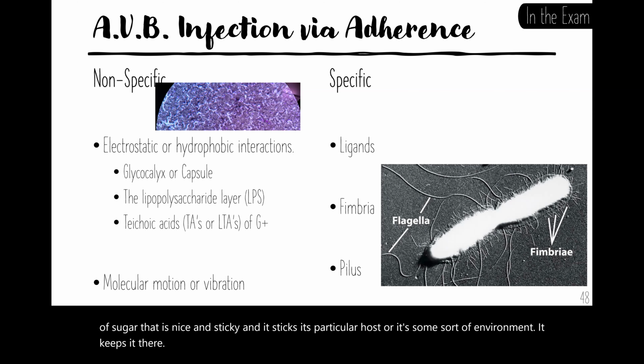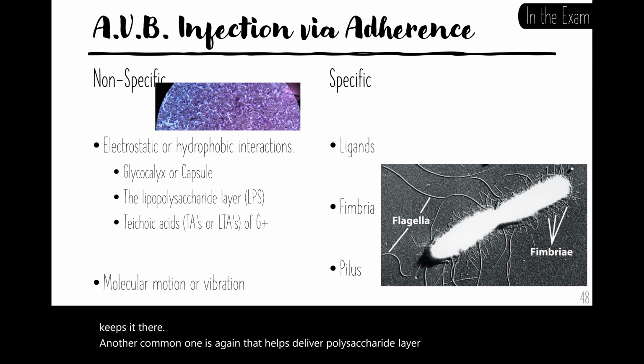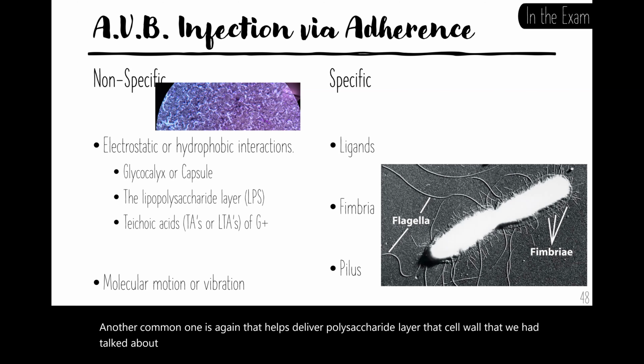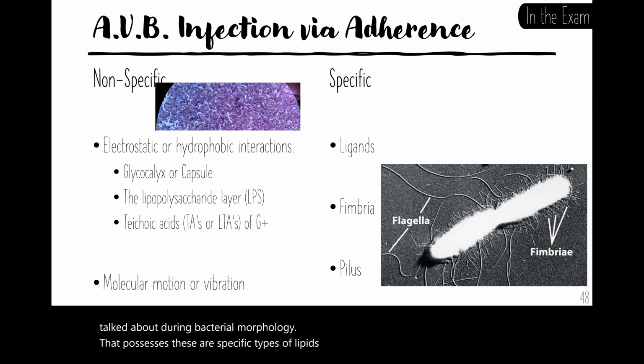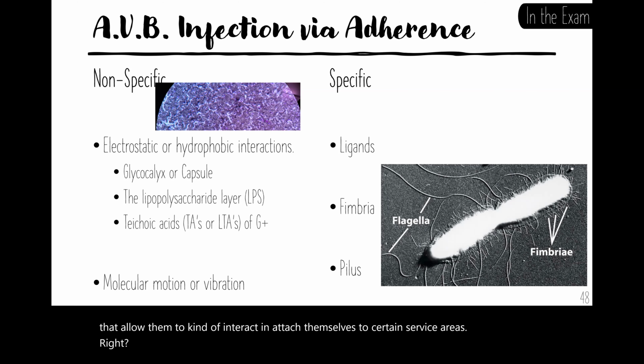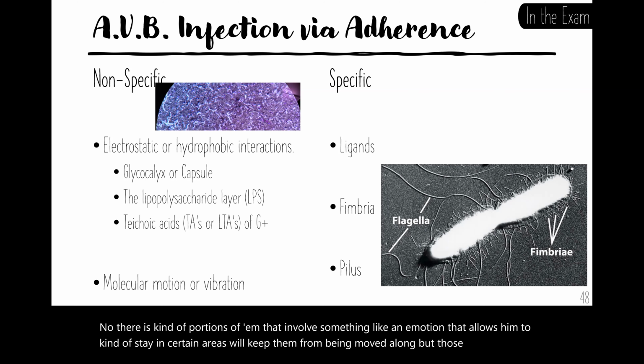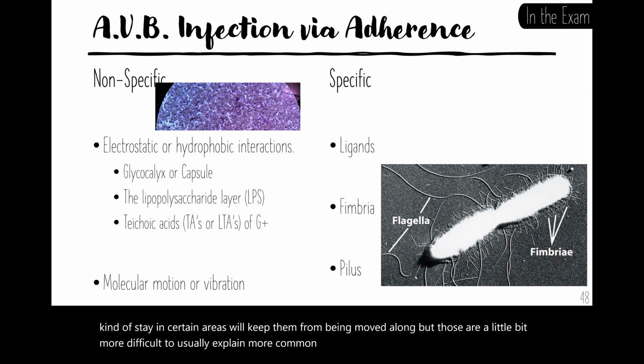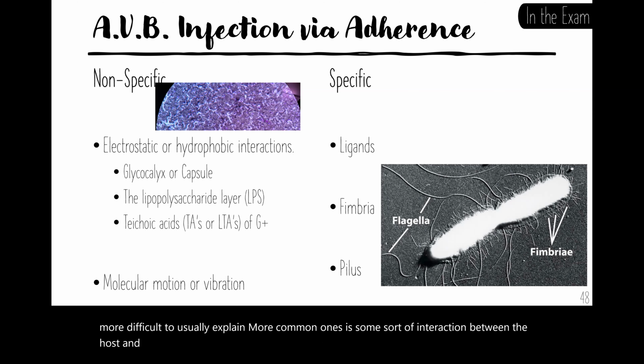Another common one is, again, the LPS, the lipopolysaccharide layer, that cell wall that we talked about during bacterial morphology, that possesses specific types of lipids called teichoic acids in gram-positive bacteria that allow them to interact and attach themselves to certain surface areas, right? Now, there are portions of them that involve something like molecular motion that allows them to stay in certain areas and keeps them from being moved along, but those are usually a little more difficult to explain. More common is some sort of interaction between the host and the agent by electrostatic interaction, some sort of electric attraction between them that causes them to stay there.